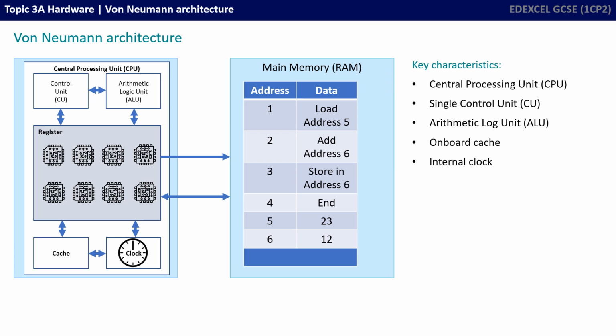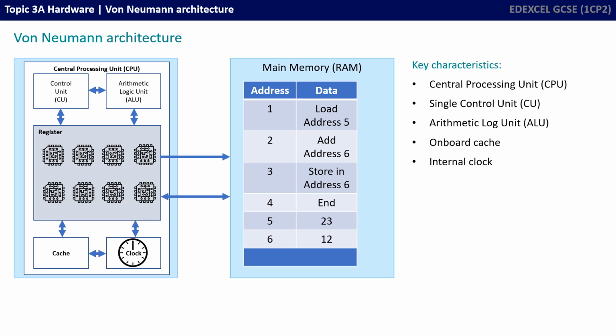It has a central processing unit, a CPU, with a single control unit. Inside it has an arithmetic logic unit, an ALU, onboard cache, which is small amounts of high-speed memory that helps move instructions and data around the CPU, and also an internal clock, which provides a pulse at a constant rate to synchronize components. This architecture computer fetches, decodes, and executes instructions. This isn't the most efficient design for processing, but it was indeed simple.